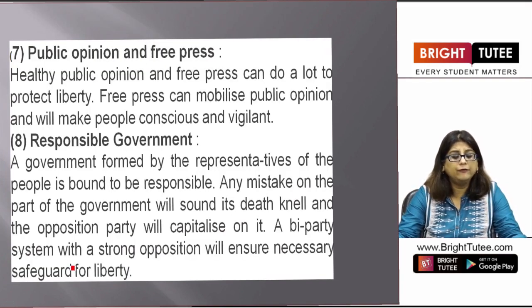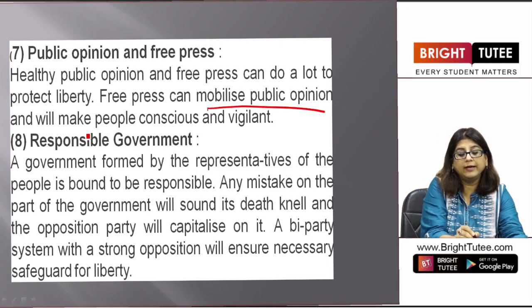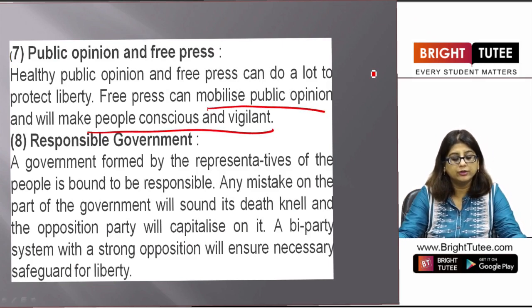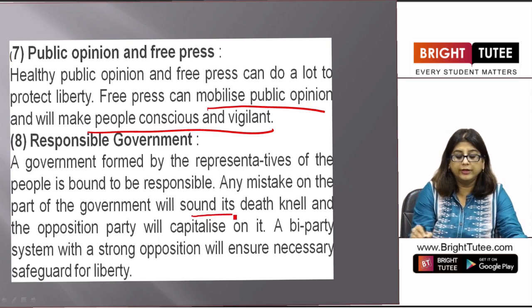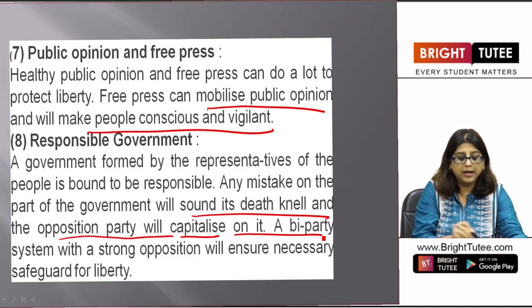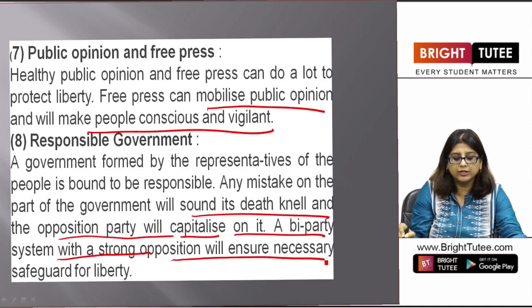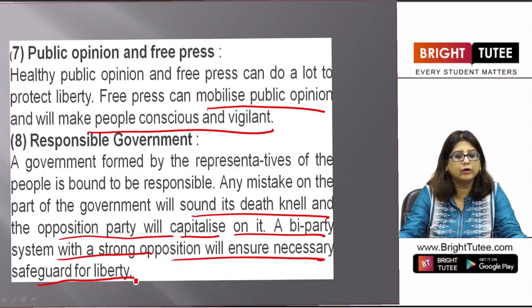Public opinion and free press, that means healthy public opinion and free press can do a lot to protect liberty, because free press can mobilize public opinion and will make people conscious and vigilant. Responsible government, a government formed by the representatives of the people is bound to be responsible. Any mistake on the part of the government will sound its death knell and the opposition party will capitalize on it. A bi-party system with a strong opposition will necessarily ensure safeguards for liberty.